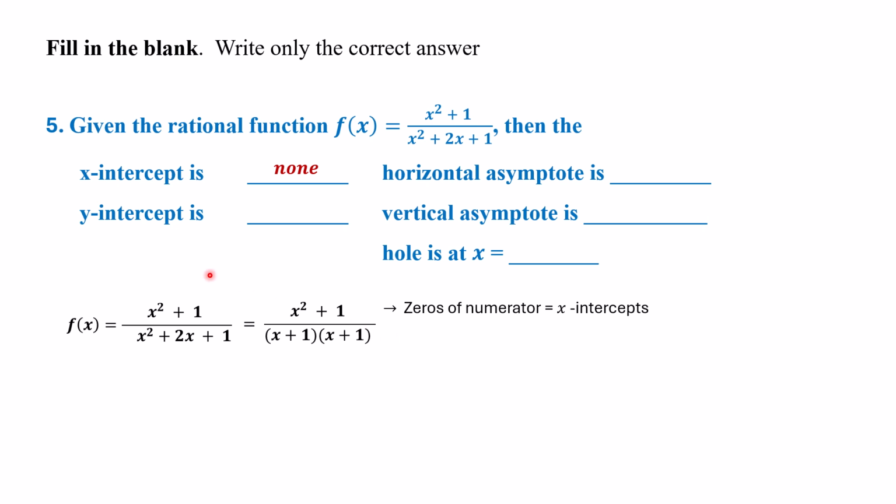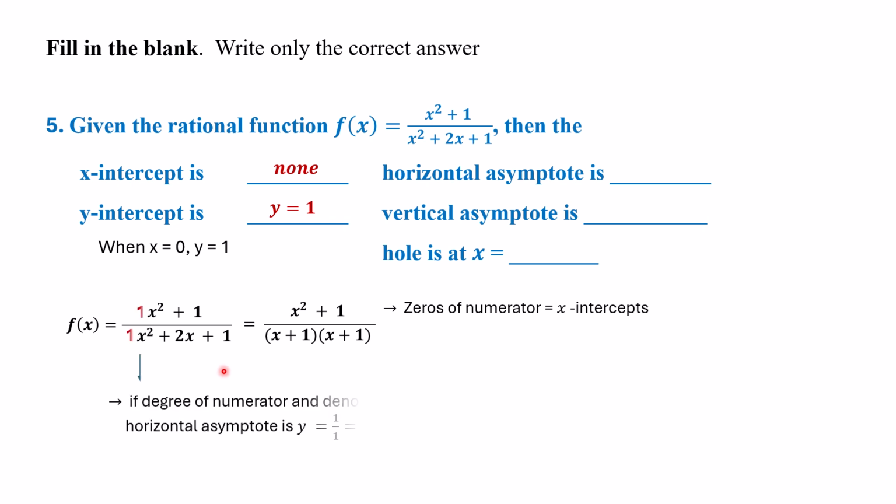To find the y-intercept, we set x equal to 0. When we put x equal to 0, the x terms are all zeros, so we have y equal to 1. So that is the y-intercept, y equal to 1, or the point (0, 1). Next, let us find the horizontal asymptote. The horizontal asymptote is determined from the degrees of the numerator and denominator. If the degrees are equal, then the horizontal asymptote is y equal to the ratio of the coefficients, which is 1 over 1. So the horizontal asymptote is y equal to 1.